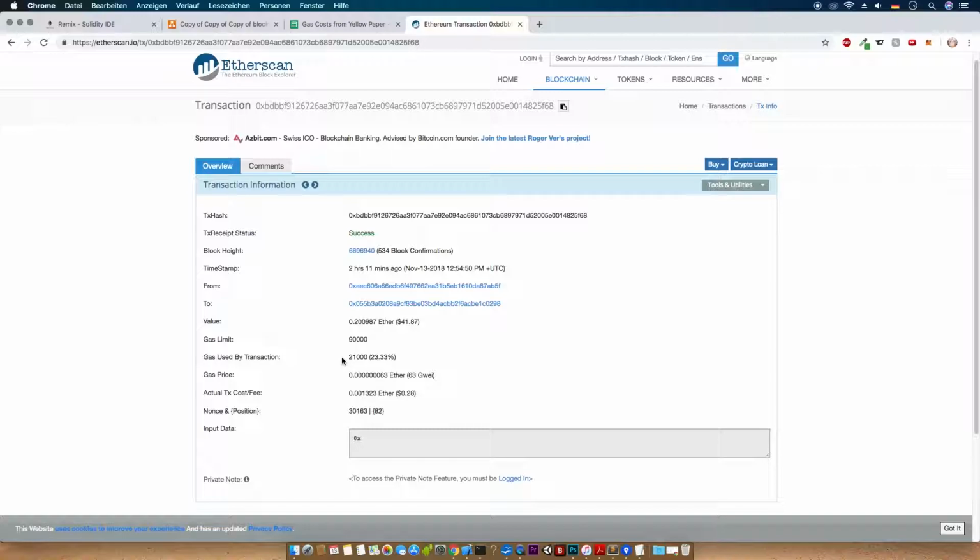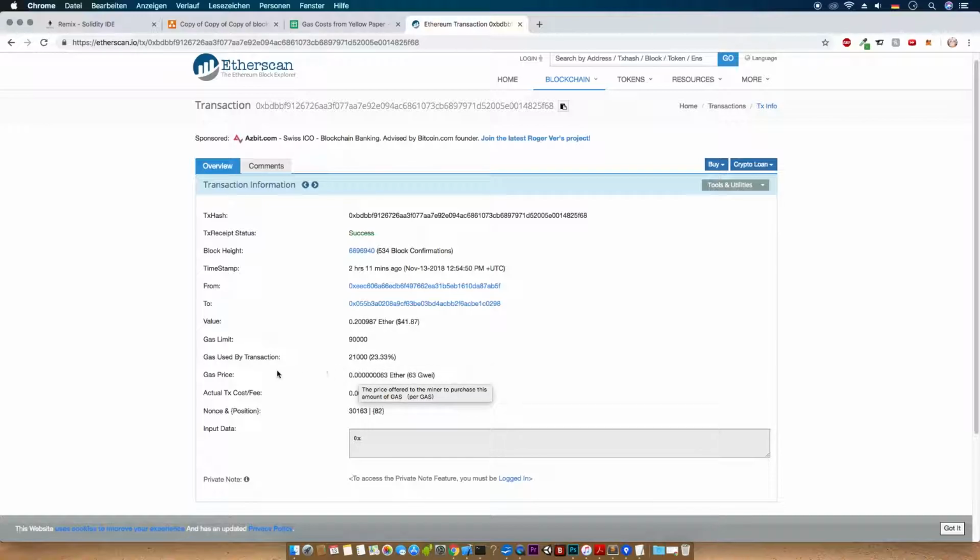What happens if you set less than 21,000 as the gas limit? Well, then you have a problem, because you will lose all your gas and the transaction won't be executed. Because for the miner to even be able to detect the transaction, you need to pay for that.